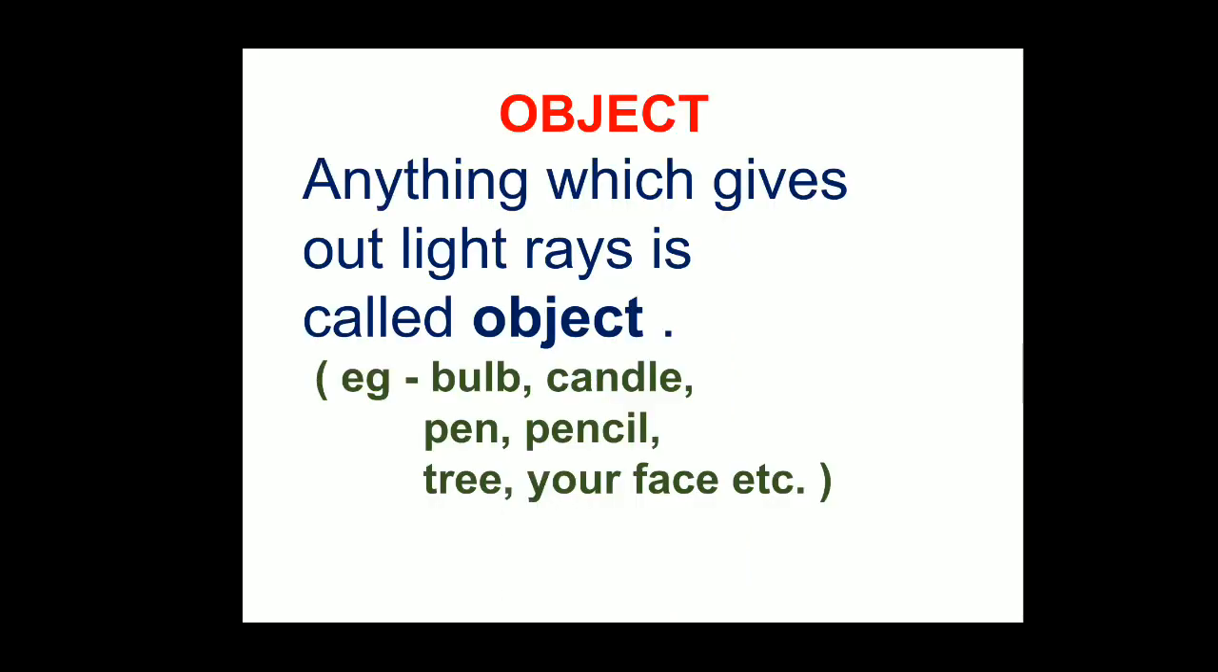Anything which gives light. If it is not having light, you cannot see anything. That is called the object. So bulb, candle, they are objects which give light energy. But pen, pencil, tree, your face, your notebook, your cell phone, your system, everything is called an object, which gives out its light. Luminous or non-luminous, it doesn't matter. That is called an object.